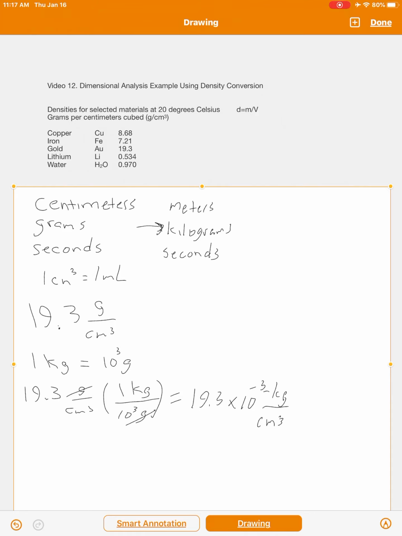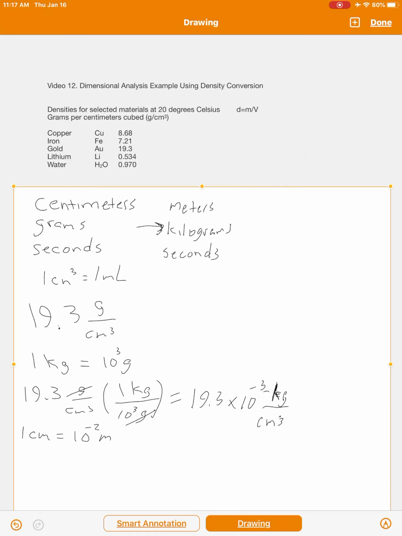Okay, kilos, sorry about the writing there. 10 to the minus 3 kilograms per centimeter cubed. If we are dividing by 10 to the x, that's the same as multiplying by 10 to the minus x. So dividing by 10 to the 3 is the same as multiplying by 10 to the minus 3. Now we need to do the conversion from centimeters cubed into meters cubed. So a centimeter, centi is 10 to the minus 2. So a centimeter is 10 to the minus 2 meters.